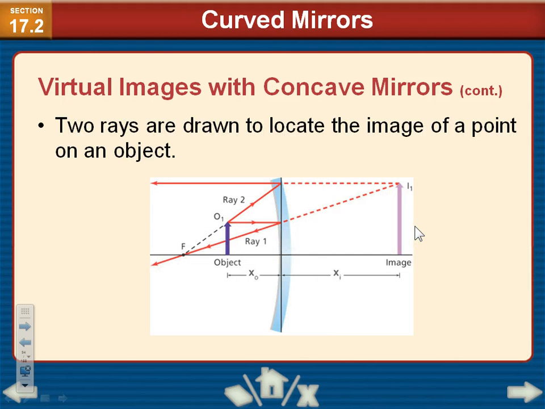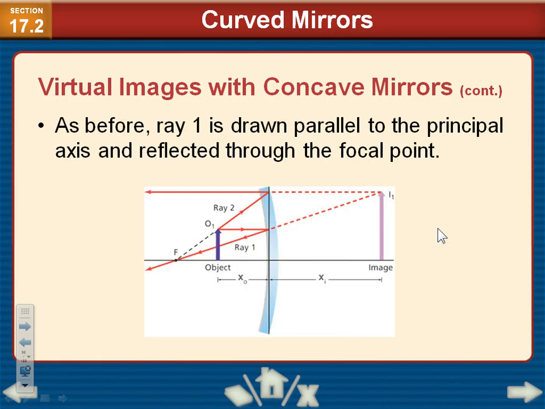So with two rays we can locate the image of a point on the object. Ray 1 is drawn parallel to the principal axis, and it's going to go through the focal point.